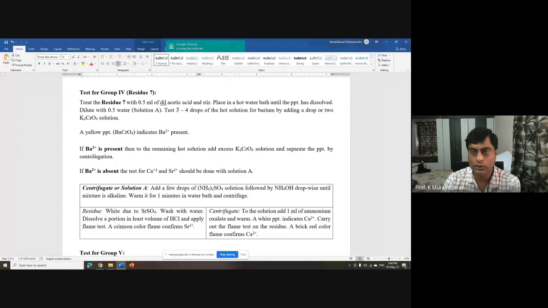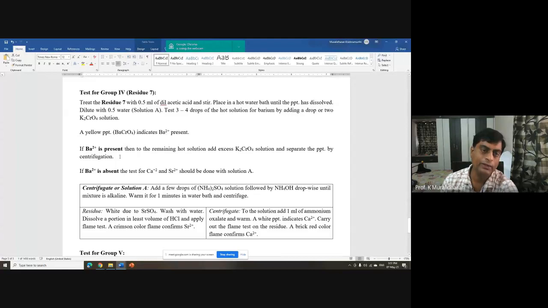Take 3 to 4 drops of the hot solution to test for barium. It's not written properly, but basically you are testing for barium. By adding a few drops of potassium chromate solution to the acetic acid solution, if you see a yellow precipitate of barium chromate, it indicates barium is present.